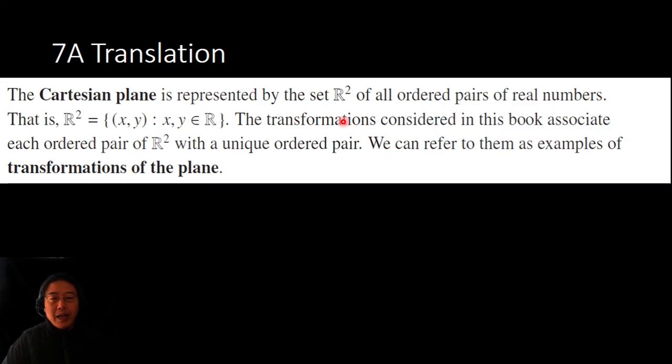What we're going to look at is our transformation. For each ordered pair, it will be matched with another unique ordered pair. Unique means there's only one matching pair, and we're going to look at examples of transformations of the plane.